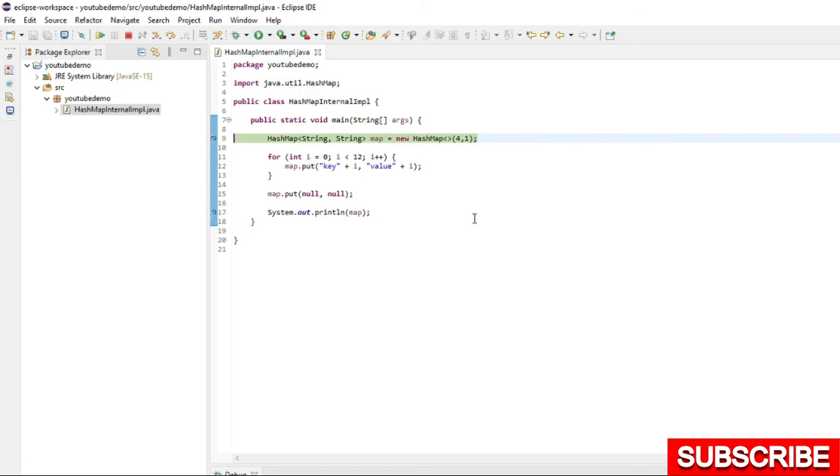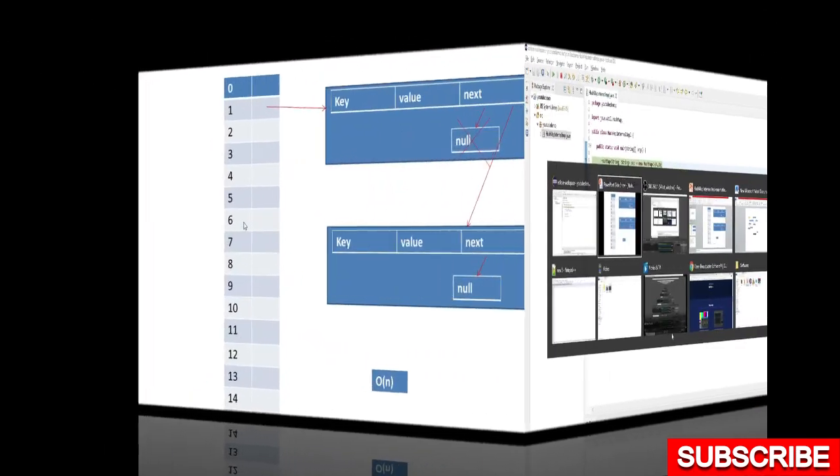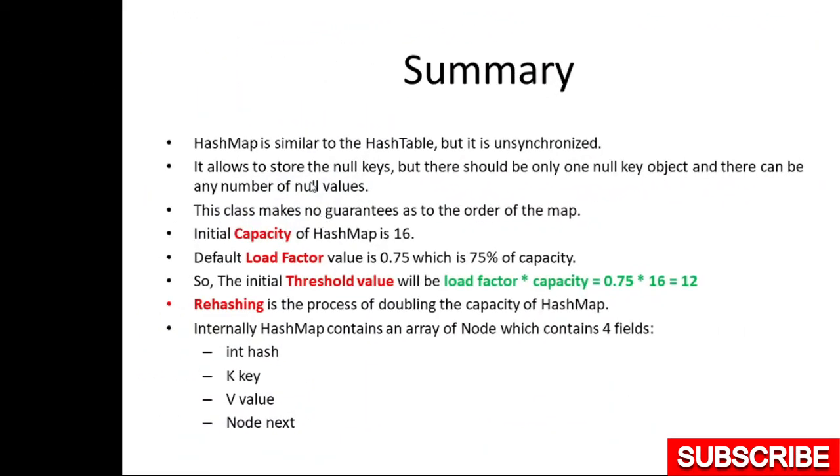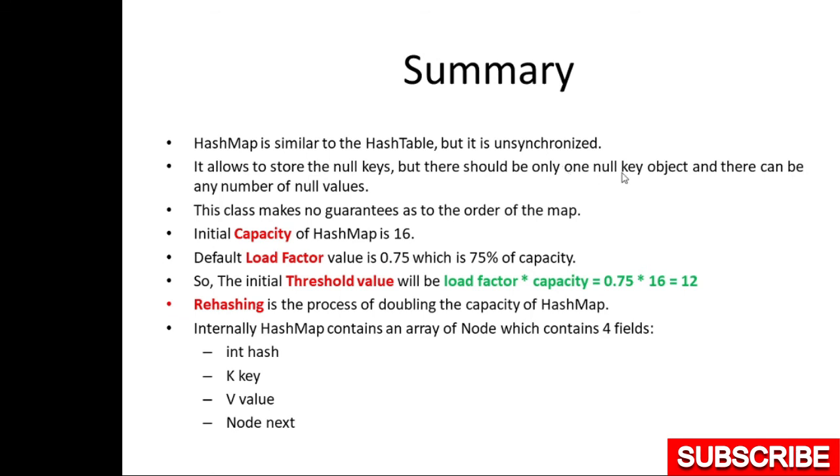So what we have learned, as a summary, I will click to my slide. HashMap is similar to Hashtable, but it is unsynchronized, and it allows storing null keys as well. But there should be only one null key object, and there can be any number of null values. This class makes no guarantee as to the order of the map. We are not guaranteeing the order in which we insert; it may be at different indexes. It is based on the hash, hence the name HashMap.